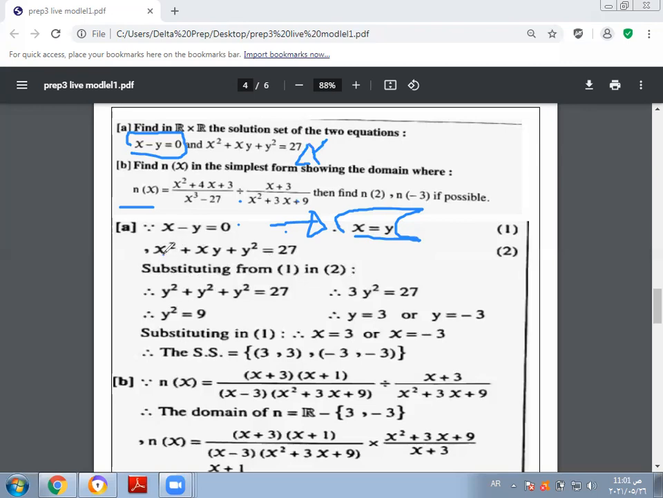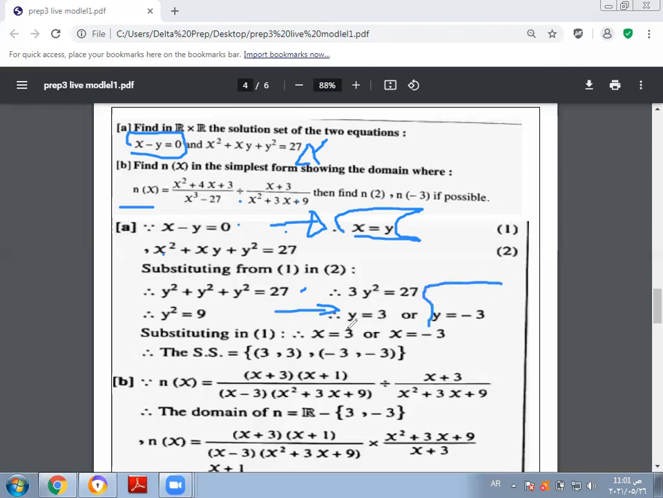It will be y power 2 plus y power 2 plus y power 2 equals 27. This means that 3y power 2 equals 27. We divide each side by 3 and find y power 2 equals 9. Then we find the value of y: y equals 3 or y equals negative 3.